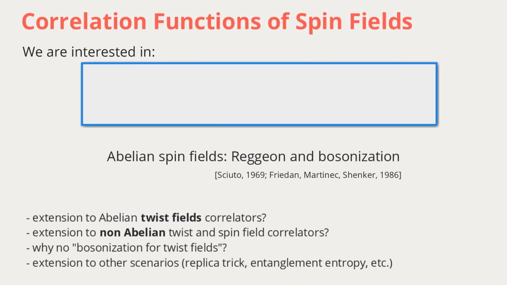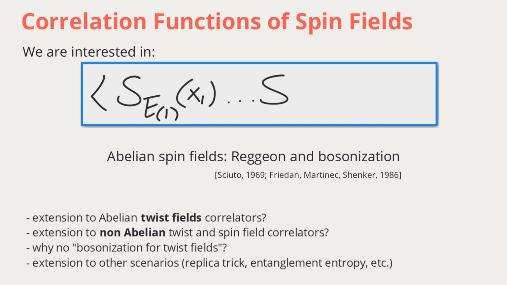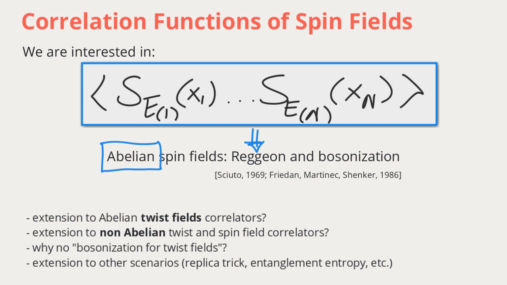We are therefore interested in being able to compute correlation functions involving any number of spin fields, as well as any number of spin fields and any number of matter fields. This is because they might appear in phenomenological amplitudes in string theory. And how to do that? Well, at least in the abelian case, which means spin fields which do not mix together families of fermions, we already have two very well-established approaches.